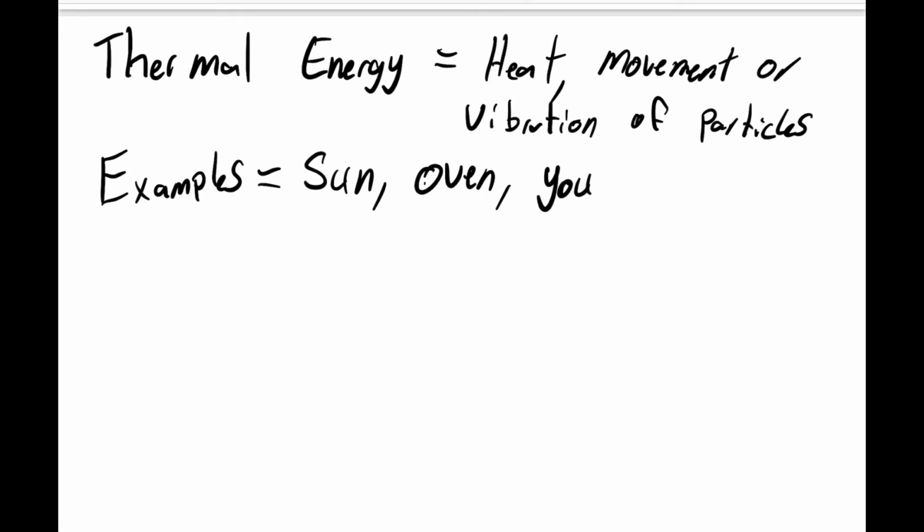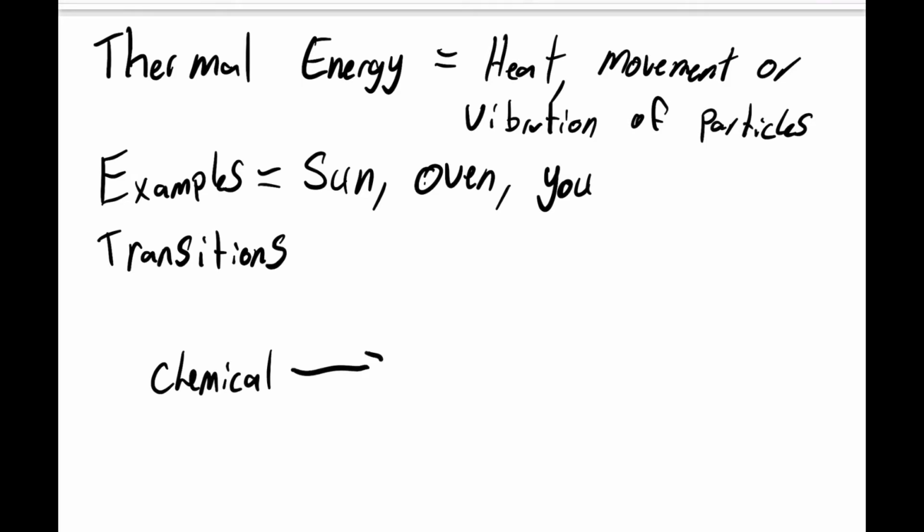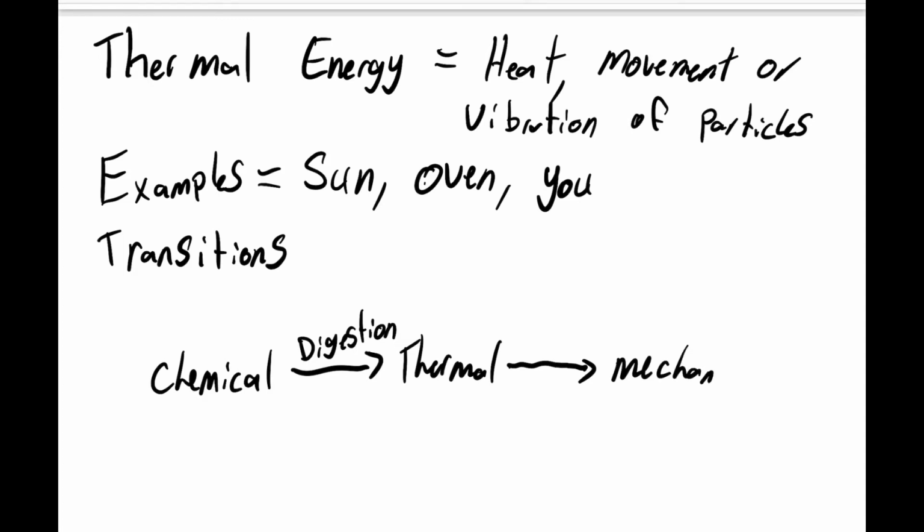Okay, and then transitions. Okay, let's look at a couple of these. So let's say we started with chemical energy, which can be found in our food. Chemical energy through digestion can be converted into thermal energy in our bodies. Like I said, you're a source of this energy, and then that thermal energy from your body could be used to become mechanical energy or motion, okay, as your body heats up the air that it's around it. Okay.